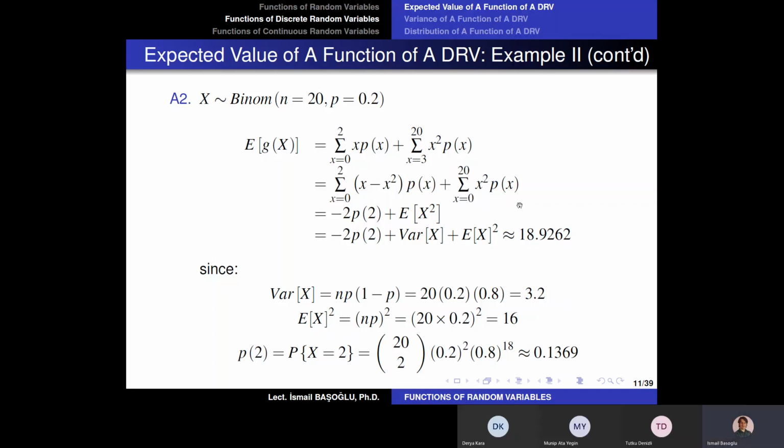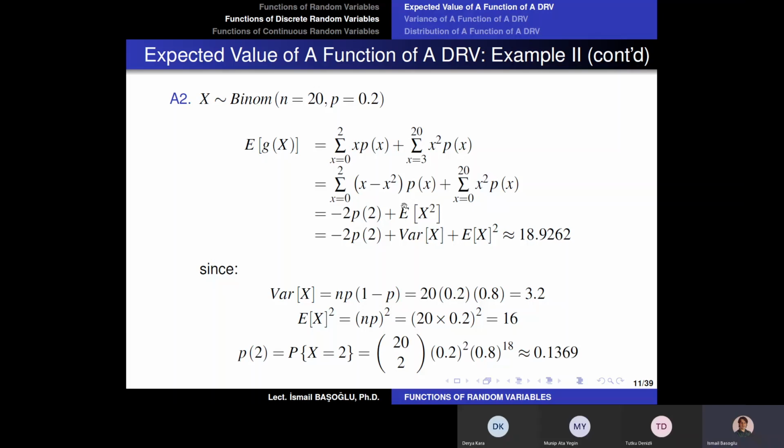Now, if you realize, the second summation is equal to the expected value of x squared. And the first summation, for 0 value, it will be 0. For 1, it will be 0 as well. For only 2, it is going to be equal to 2 minus 4, that is minus 2, times the probability mass value at 2. So the first summation is very easy, because in the first 2 components, it is just going to be 0. And the second summation is the expected value of x squared, if you realize.